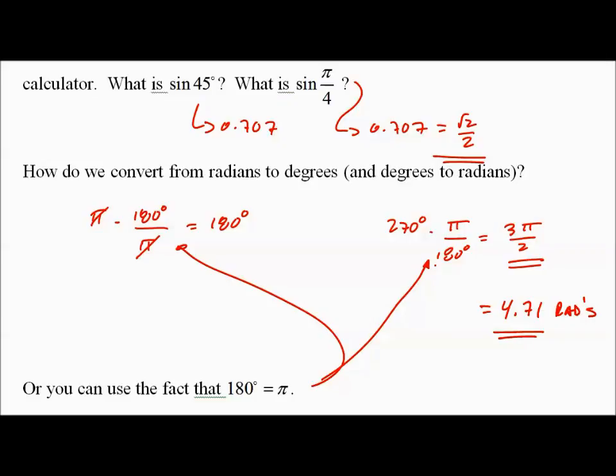Want to convert to degrees? Put degrees on top. Want to convert to radians? Put the radians on top. This is degrees on top. This is radians on top. Takes a little doing, but it's no big deal.